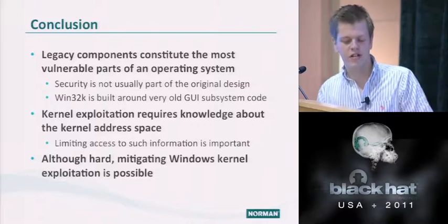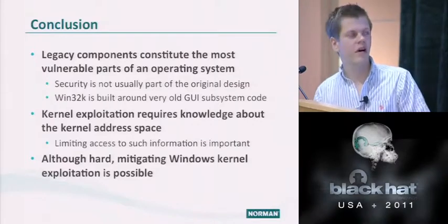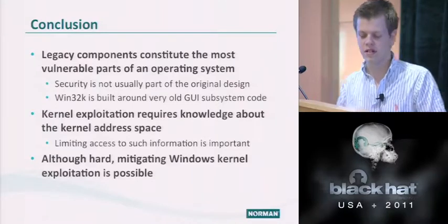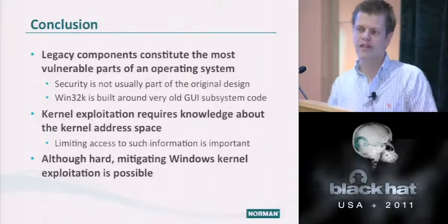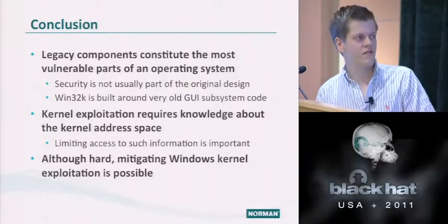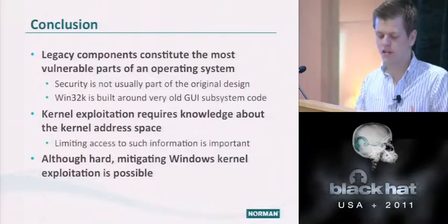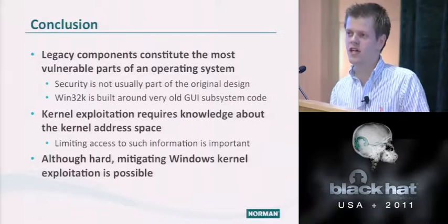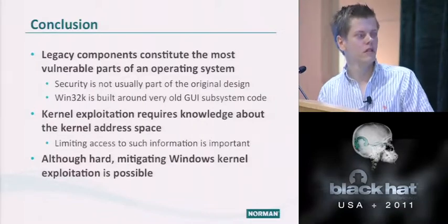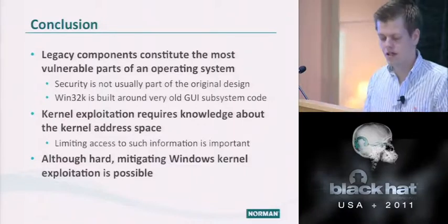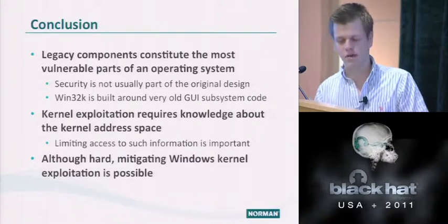And kernel exploitation requires knowledge about the address space. So limiting information is important. We've seen this being done on Linux, but it's not done too much on Windows. And although difficult, mitigating Windows kernel exploitation is definitely possible. Obviously, it's harder since you don't have access to source code and you cannot really hook anything you want. So it's more difficult, but it's possible.